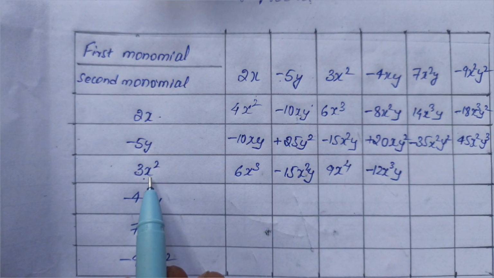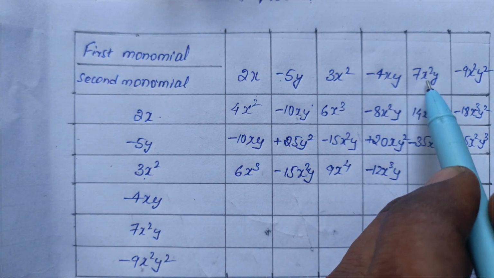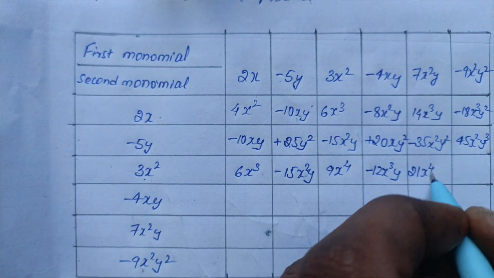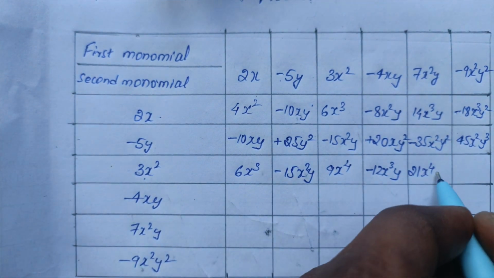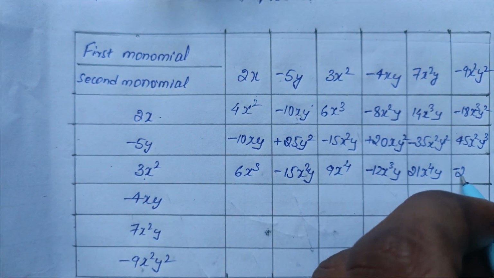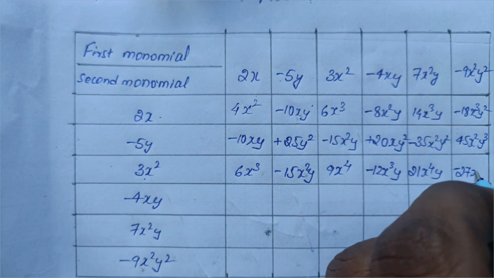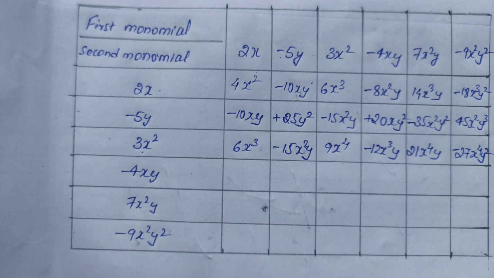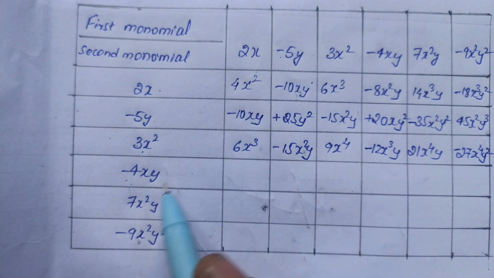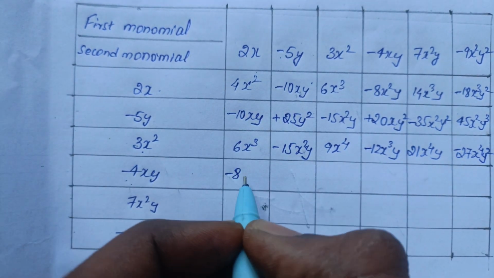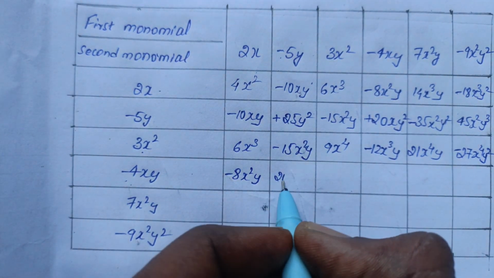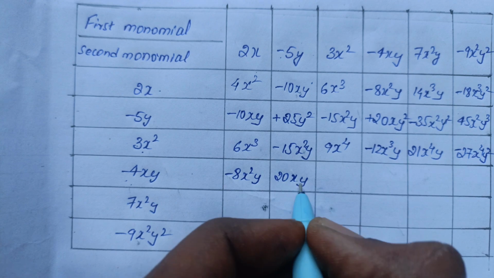3x square into 7 x square y is 3 sevens are 21. X square into x square is x raised to 4. Here there is no y, here 1 y. So y as it is. Plus into minus is minus. 3 nines are 27. X square into x square is x raised to 4 y square. Now minus into plus is minus. 4 twos are 8. X into x is x square y. Minus into minus is plus. 4 fives are 20 x y square.